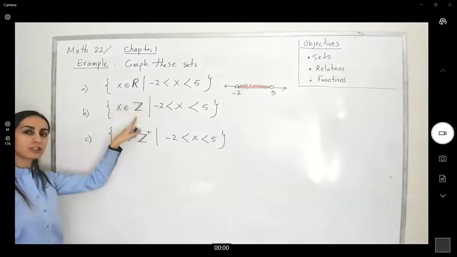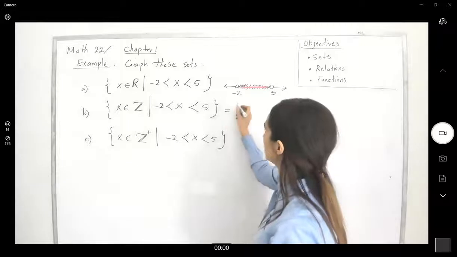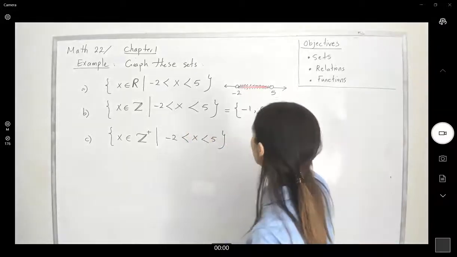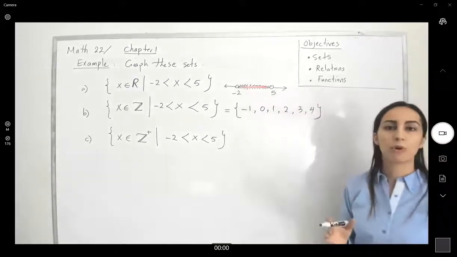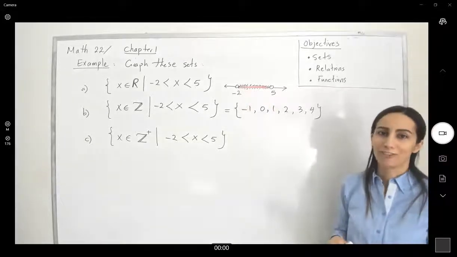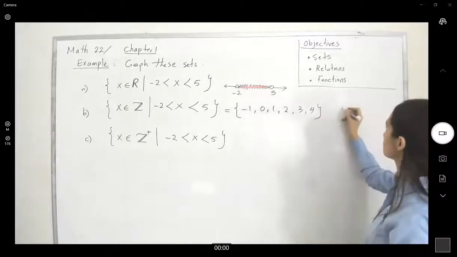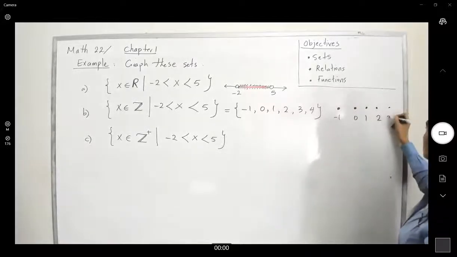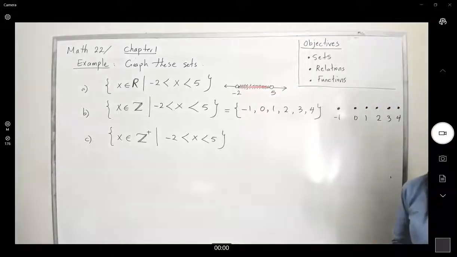But what if I change the domain to Z, just counting numbers? So if I list the numbers here, it's going to be -1, 0, 1, 2, 3, and 4. It means that if I want to graph this, I cannot shade all the numbers between -2 and 5. I just need to use some circles specifying these numbers: -1, 0, 1, 2, 3, and 4. There are gaps in between these numbers.